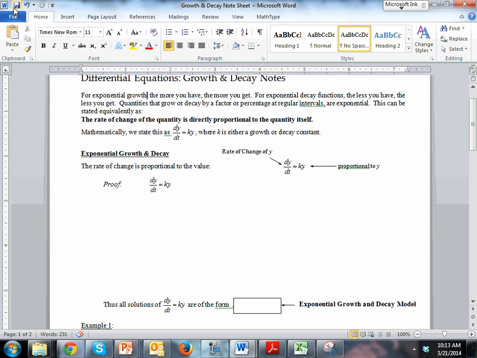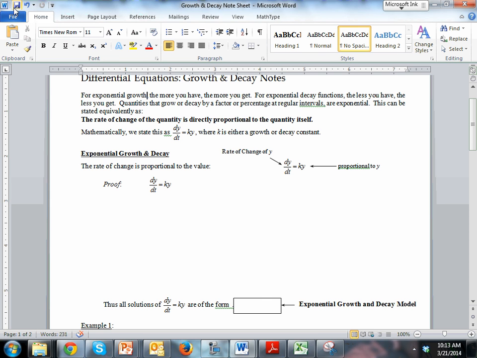Quantities that grow or decay by a factor or percentage at regular intervals are exponential. Okay? We can describe this as the rate of change of the quantity is directly proportional to the quantity itself. Back in algebra, you guys talked about inverse proportion, direct proportion, joint proportion. You kind of remember that? No, thanks for being honest.